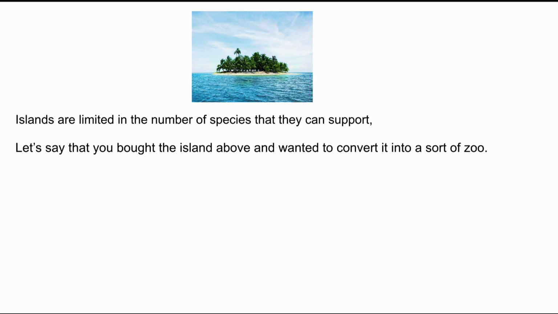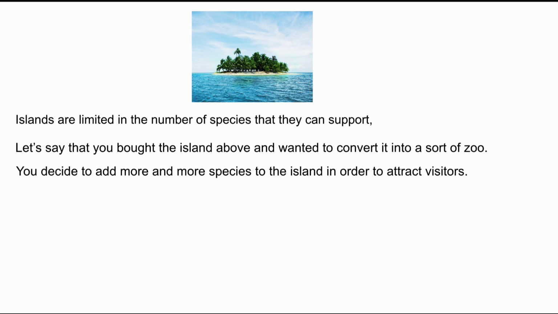So let's just say that you bought this island and you said, you know what, I'm going to turn this into a zoo, kind of like Jurassic Park, but I'm going to use real world animals instead of these brought back dinosaurs. And so I'm going to start bringing new species over, introducing this island, and letting them begin reproducing on the island. And then I'm going to bring people over on boats, and they're going to enjoy my island zoo. I'm going to make all this money.